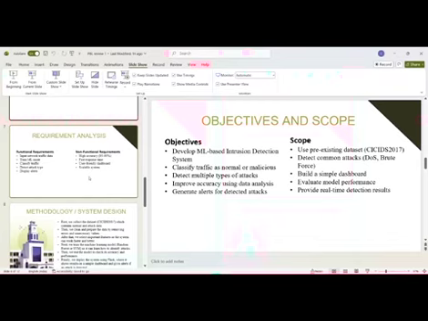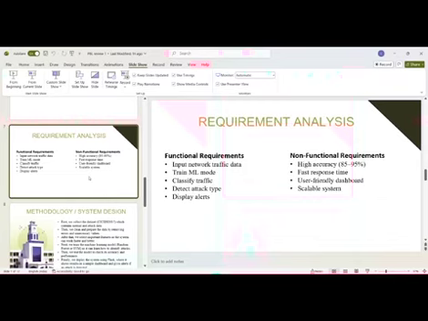Functions. The system takes network traffic data as the input. It trains the machine learning model using the data. It classifies the traffic as normal or identifies the type of attack. It displays the alert to users. Non-functional requirements. The system should be highly accurate, 85 to 95%. It should respond quickly. Its dashboard should be easy for users. It should handle a large amount of data.